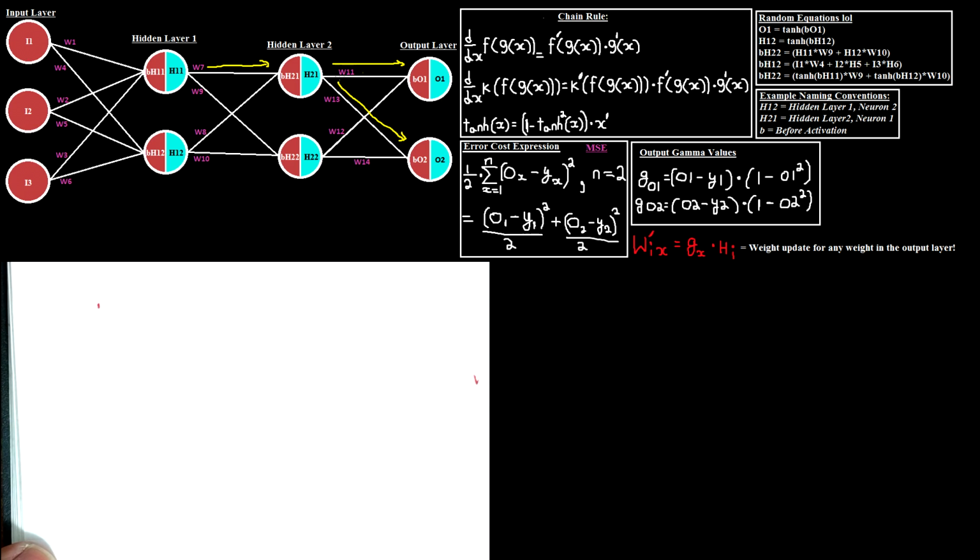Previously, when we took the derivative for weight 11, weight 11 only affected output 1, but not output 2. So when we took the derivative of mean squared error with respect to weight 11, we only took this component, because weight 11 never affected output 2, so that part of the component ended up going to 0. But in this case, weight 7 does affect both output 1 and output 2.